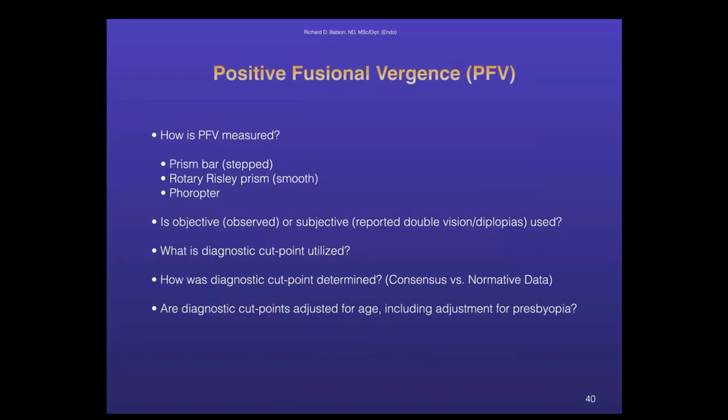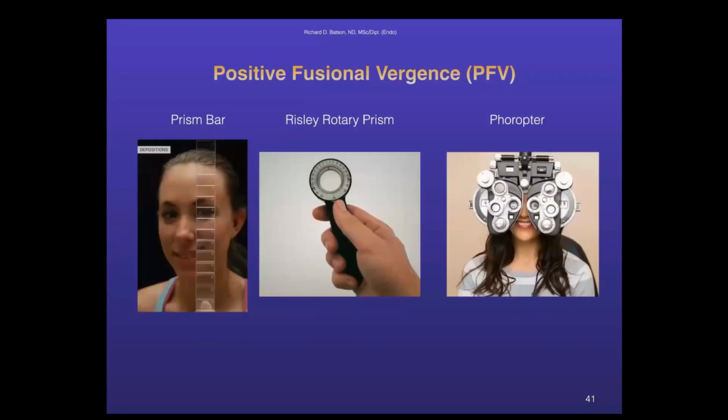And then positive fusional vergence can be measured in 3 different ways. So prism bar, rotary Risley prisms, and 4-opters. And what those look like is right here. So that's a prism bar on the left. That's a rotary prism, which is smooth instead of stepped. And then the 4-opter is the fancy multi-$1,000 equipment that you get in an optometry clinic, and they're adjusting the prisms this way. So the normative data is going to be different depending on the method used.